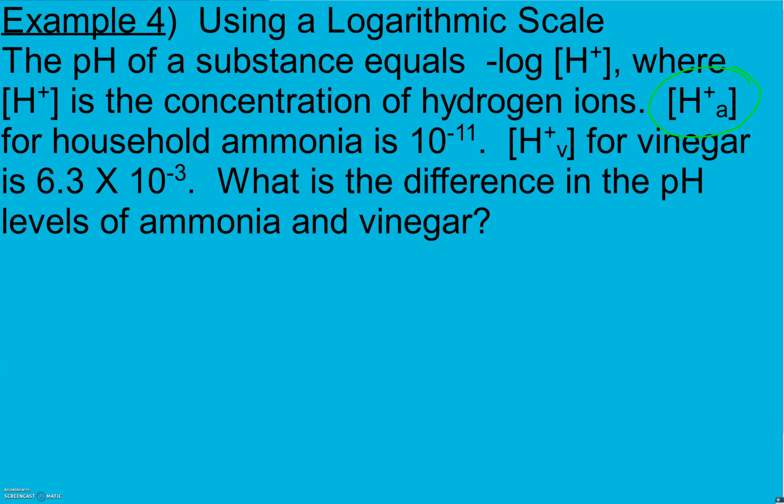So we're going to subtract these to find the difference. Difference means subtract. So I'm going to start off with negative log of my concentration of ammonia, which is H plus sub A, minus my negative log of vinegar. So minus a negative means we're going to add log H plus sub V.